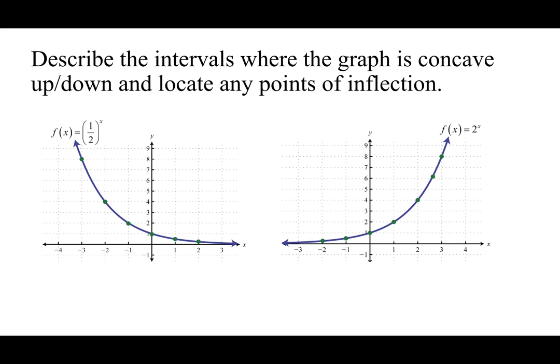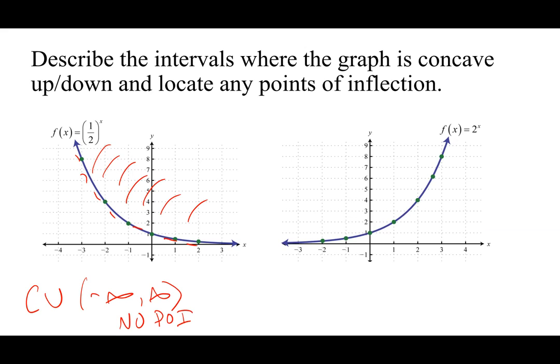So over here on the left, (1/2)^x, again, think about where your tangent lines would be. Your tangent lines would all be underneath. It would be holding all the water. So it would be safe to say that this graph is concave up the whole time, which would be from x equals -infinity to x equals +infinity. Because there's no change in concavity, there's no point of inflection.